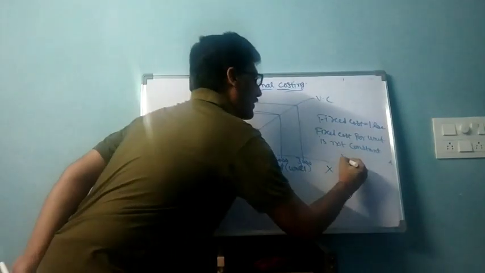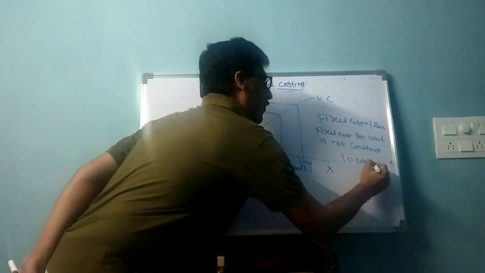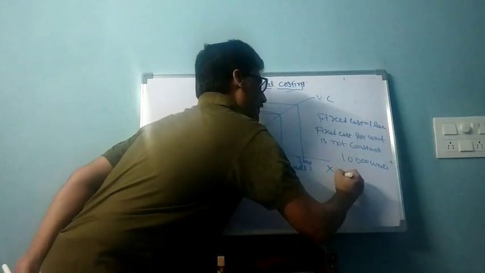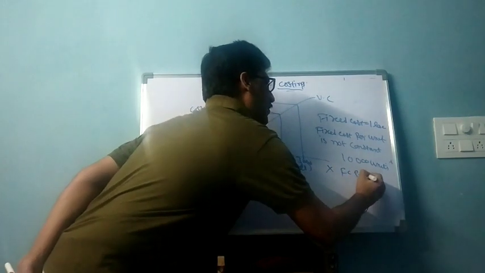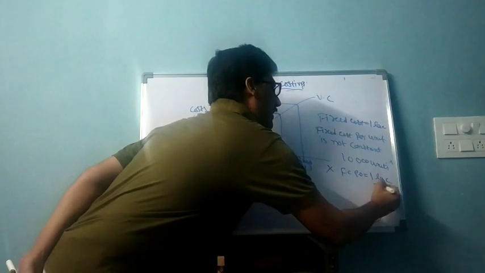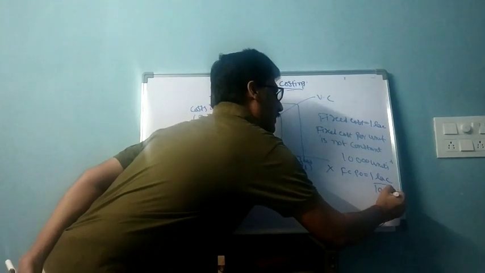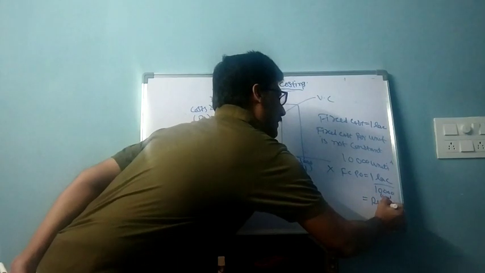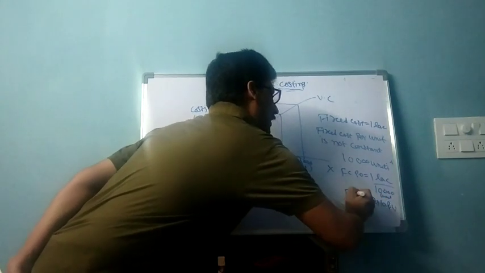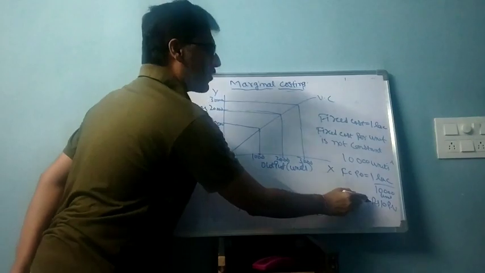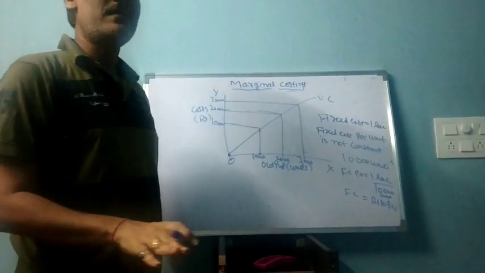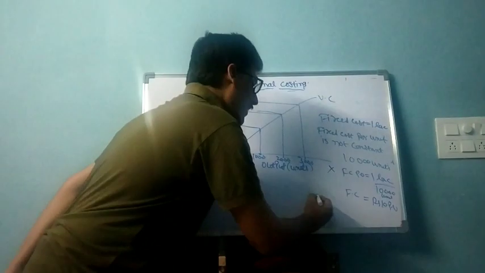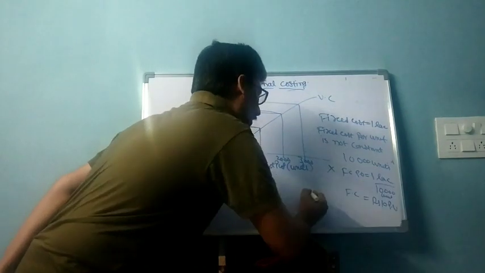For example, you are producing 10,000 units. What is the fixed cost per unit? Fixed cost per unit is equal to 1 lakh divided by 10,000 units. So fixed cost will be how much? 10 rupees per unit. If you want to keep the fixed cost per unit less, what should be done? Output should be increased. For example, if you produce 20,000 units, this is Q.